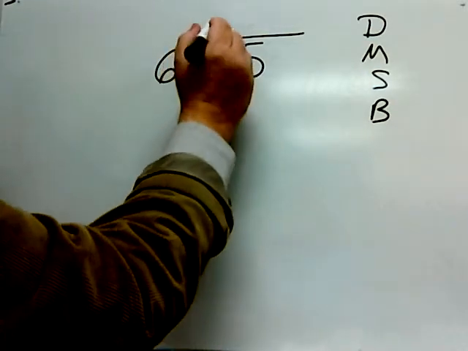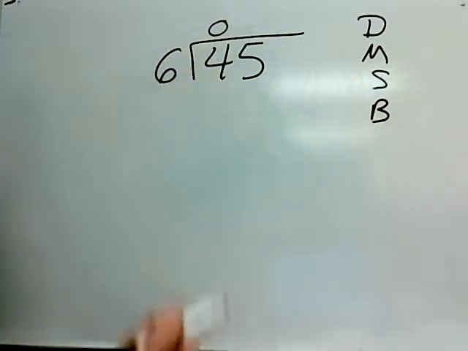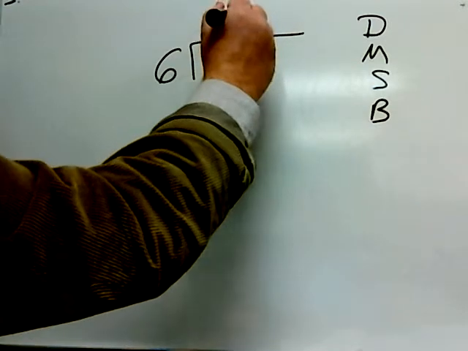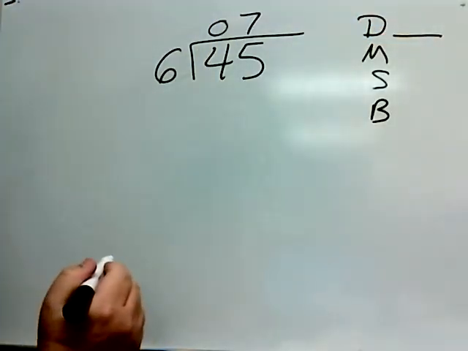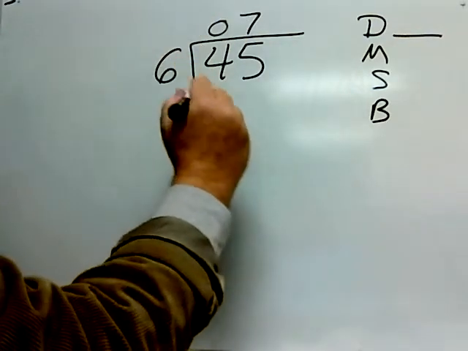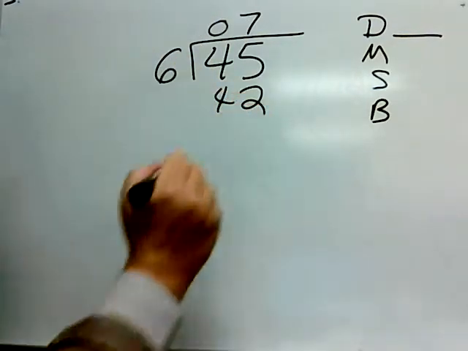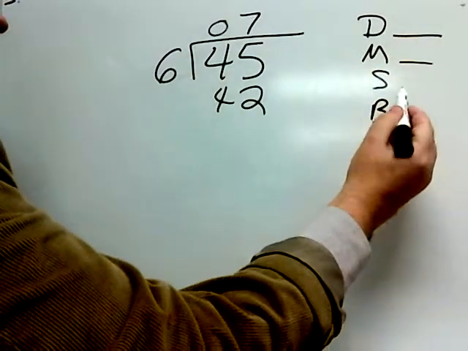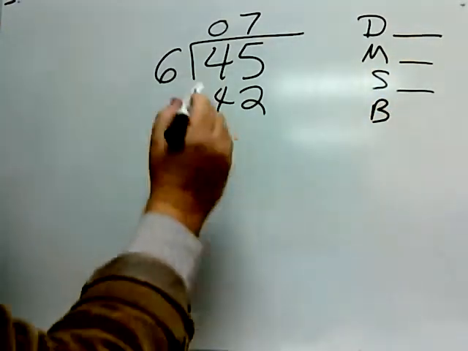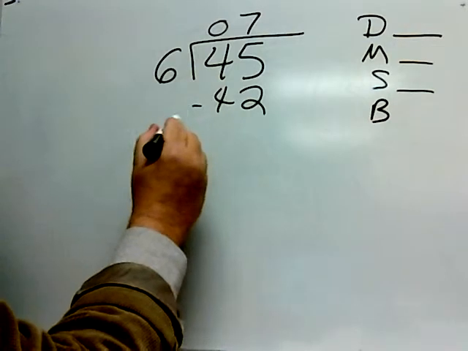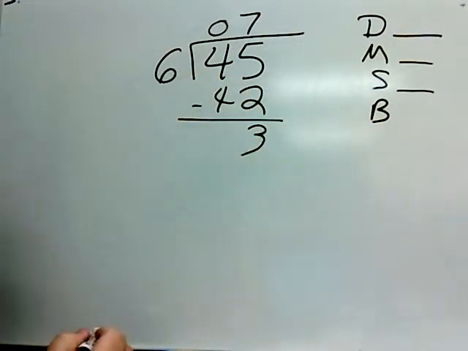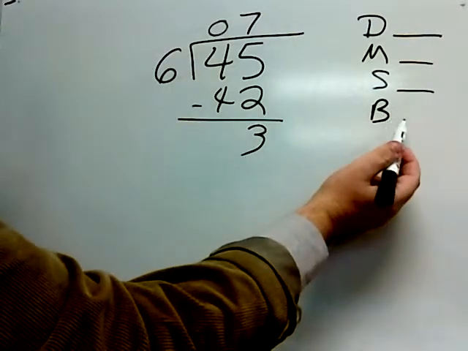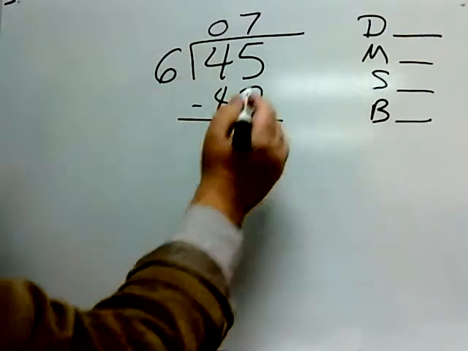Okay, 6 won't go into 4, but 6 will go into 45. How many times? 7. You divide it, your next step is to multiply. 7 times 6 is 42. Your next step would be to subtract. 45 take away 42 is 3. Again, you're coming to the problem of bringing down.